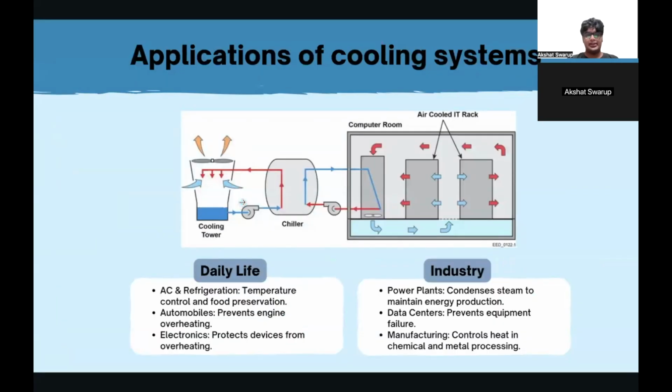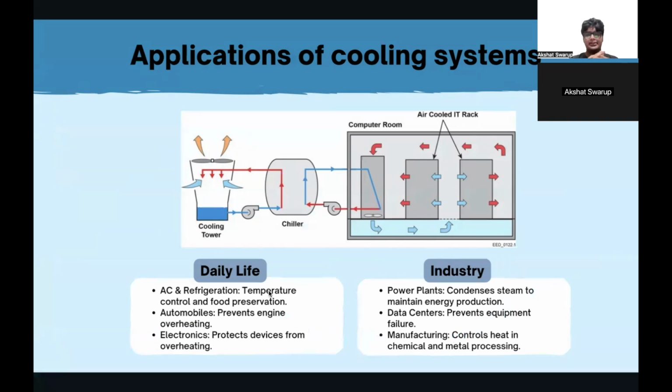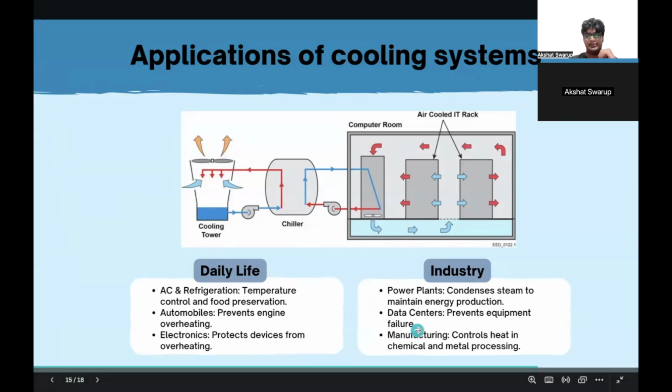Applications of cooling systems: I have already covered that they are used in our daily homes for refrigeration. They are used in automobiles to prevent overheating. They are also used in our electronics to prevent overheating. In industry, they are used for power plants, data centers, and manufacturing. Nowadays, data centers are also being put inside the oceans to maintain the temperatures over there.